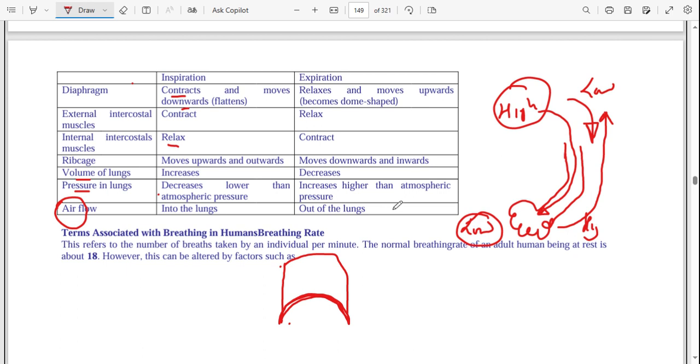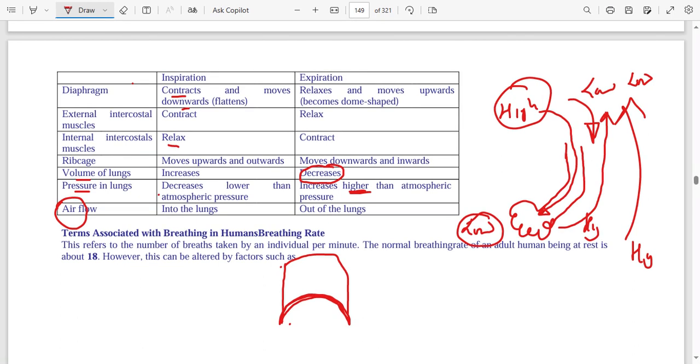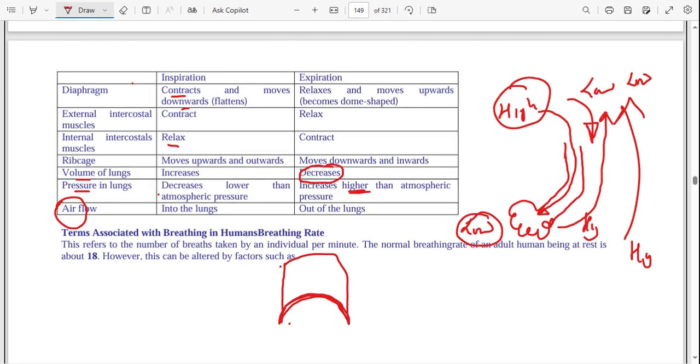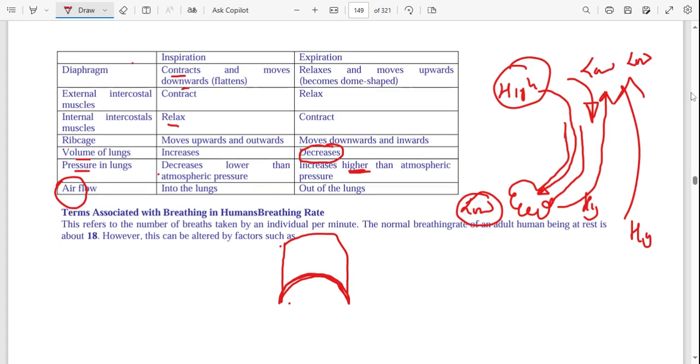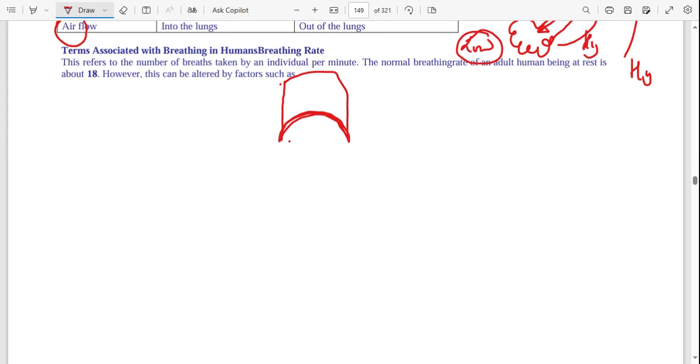The chest becomes small, so the volume of the lungs will also decrease because you have breathed out, and the pressure in the lungs will become high. So the pressure has to be high here and low in the atmosphere so that gases move from a region of high concentration to a region of low concentration, and the air is going to be able to flow out. The air flows out. So these are the processes that will happen during inspiration and expiration. You need to make sure that you know them.